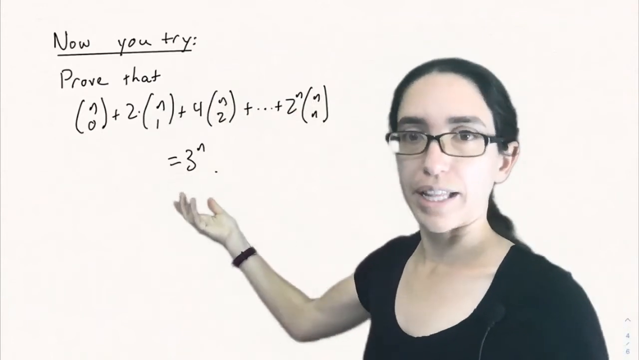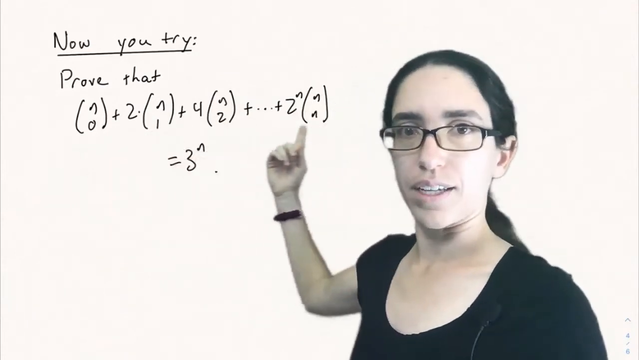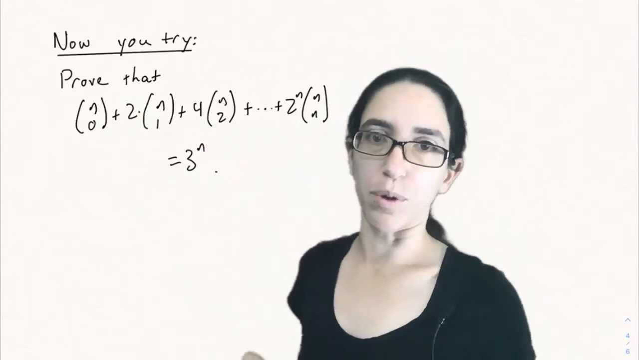Try to interpret the 3 to the n as counting something, and then break it into cases by counting things in these groups that correspond to these smaller numbers.